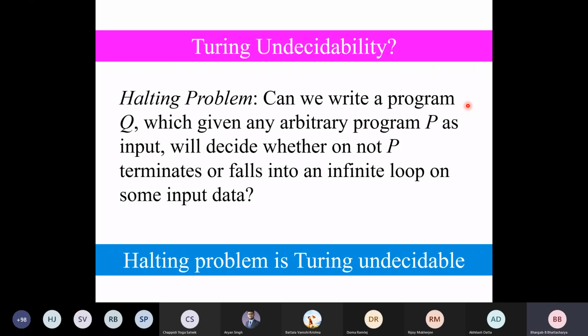So it has a lot of theoretical consequences and so on. You would read more about this when you study the theory of computability and other courses.